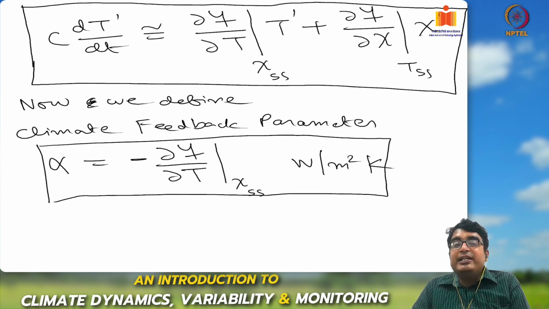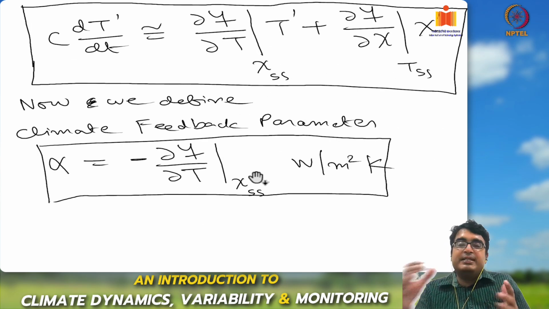And here we will define these two derivatives separately. We will define first what is called the climate feedback parameter, which is negative of this term here, negative of ∂F/∂T at a constant greenhouse gas concentration, and its unit is watt per meter square Kelvin. The flux term is watt per meter square by ΔT, so it's watt per meter square Kelvin. So, the climate feedback parameter alpha is minus ∂F/∂T at the steady state greenhouse gas concentration.